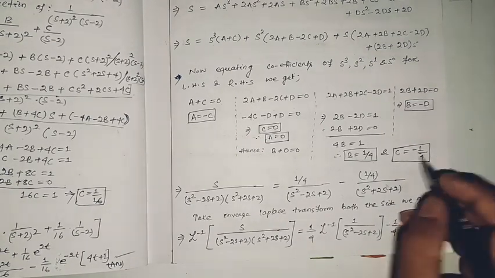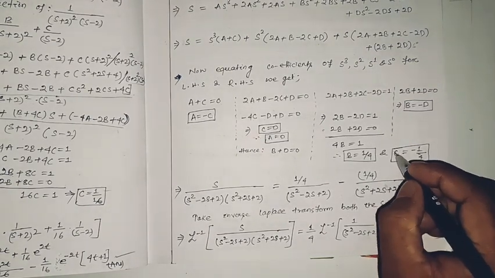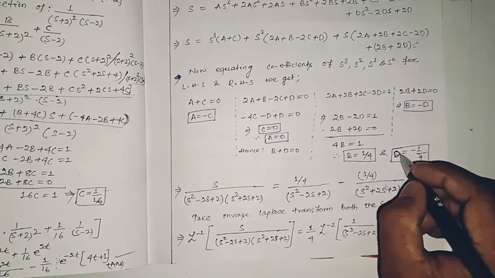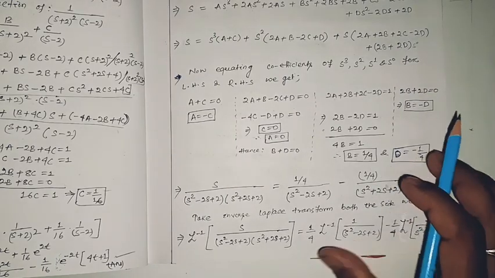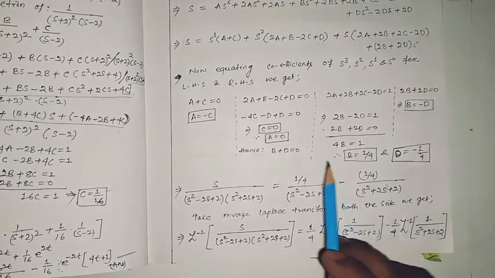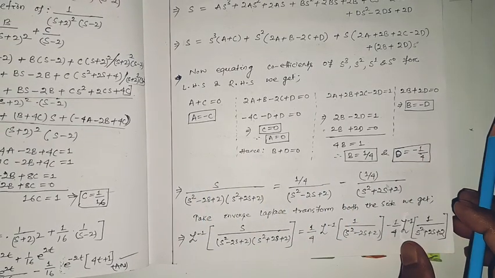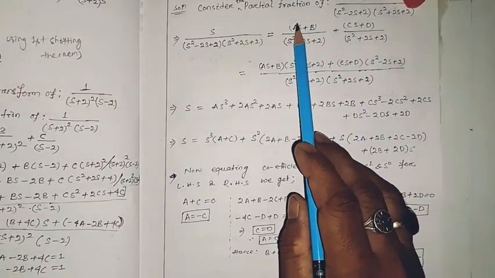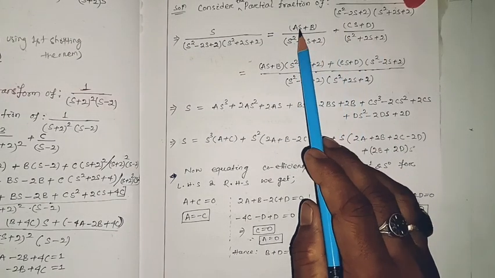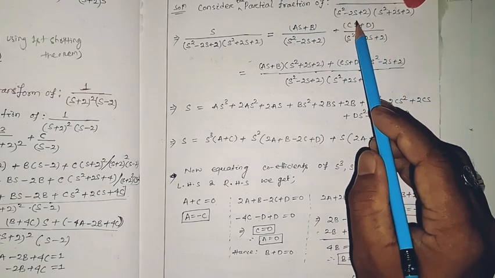So this is your d actually. So we found b = 1/4 and d = -1/4. Now we are going to substitute these a, b, c, d values over here. So here a will be 0, and c will be 0. This term will be 0.